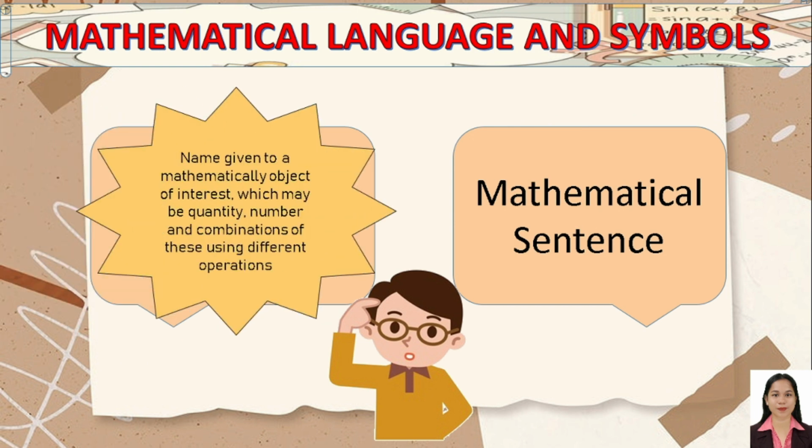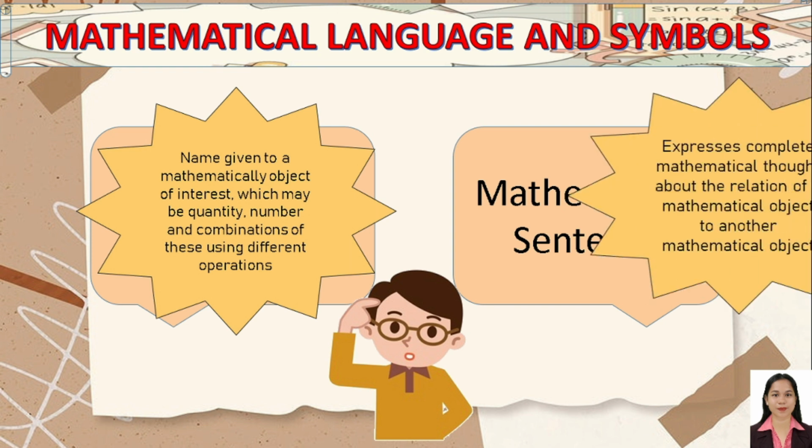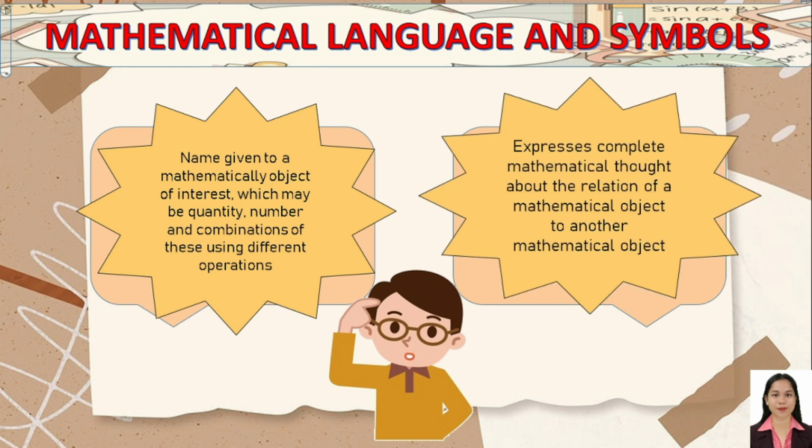So, a mathematical expression is a name given to a mathematical object of interest, which may be a quantity, a number, or a combination of these using different operations. So, it is just a combination of numbers with the use of different operations. While a mathematical sentence pertains to expressions that express a complete mathematical thought about the relation of one mathematical object to another mathematical object.